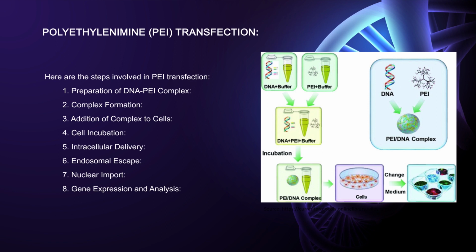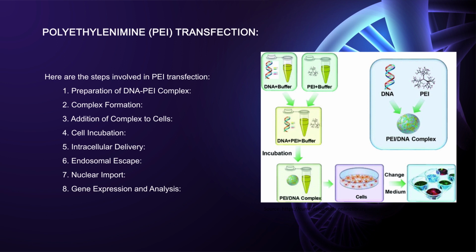Afterwards, addition of the complex to the cells is a crucial step, where the DNA-PEI complex is added directly to the cells in a culture medium. The concentration of the complex should be optimized based on the specific requirements of the cell type and application. Care should be taken to avoid excessive complex concentration, as a high concentration of PEI can be toxic to the cells.